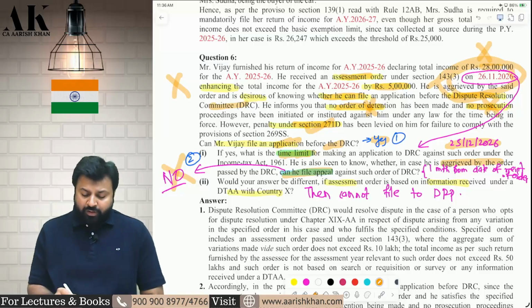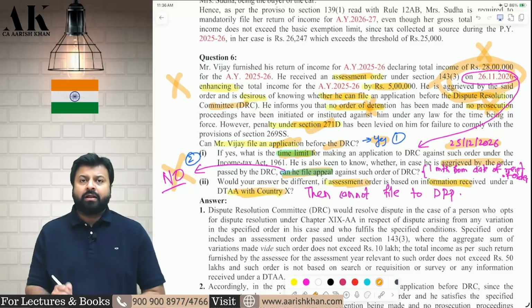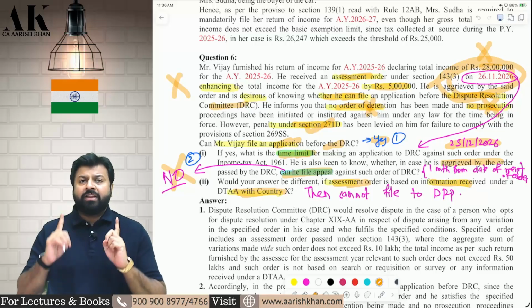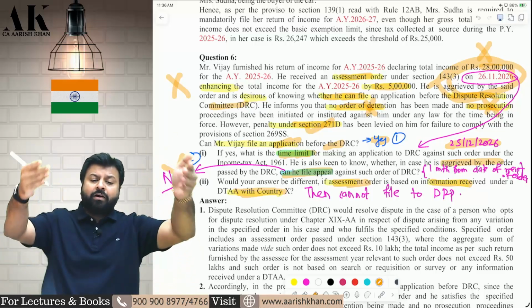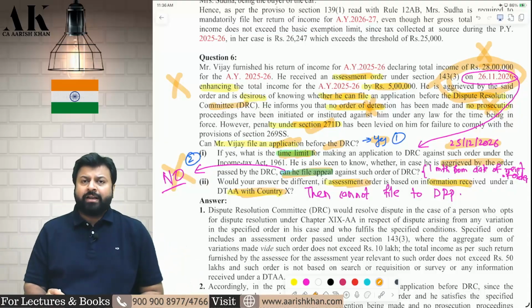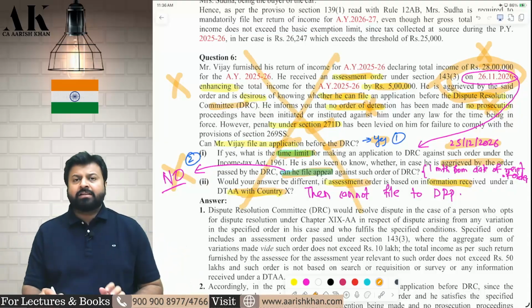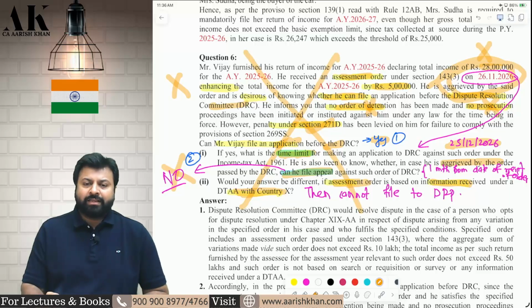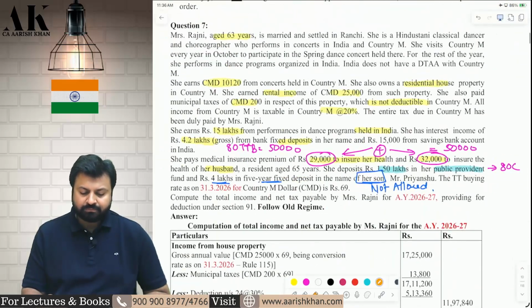And last but not least, would your answer be different if the AO's assessment order is based on information received under a DTAA with country X? Yes, the answer will differ. It is written in the provisions of 245MA that if the information is received from a foreign authority under DTAA, then the doors of DRC are closed. You cannot come to DRC in that case. I hope it is clear to all of you.